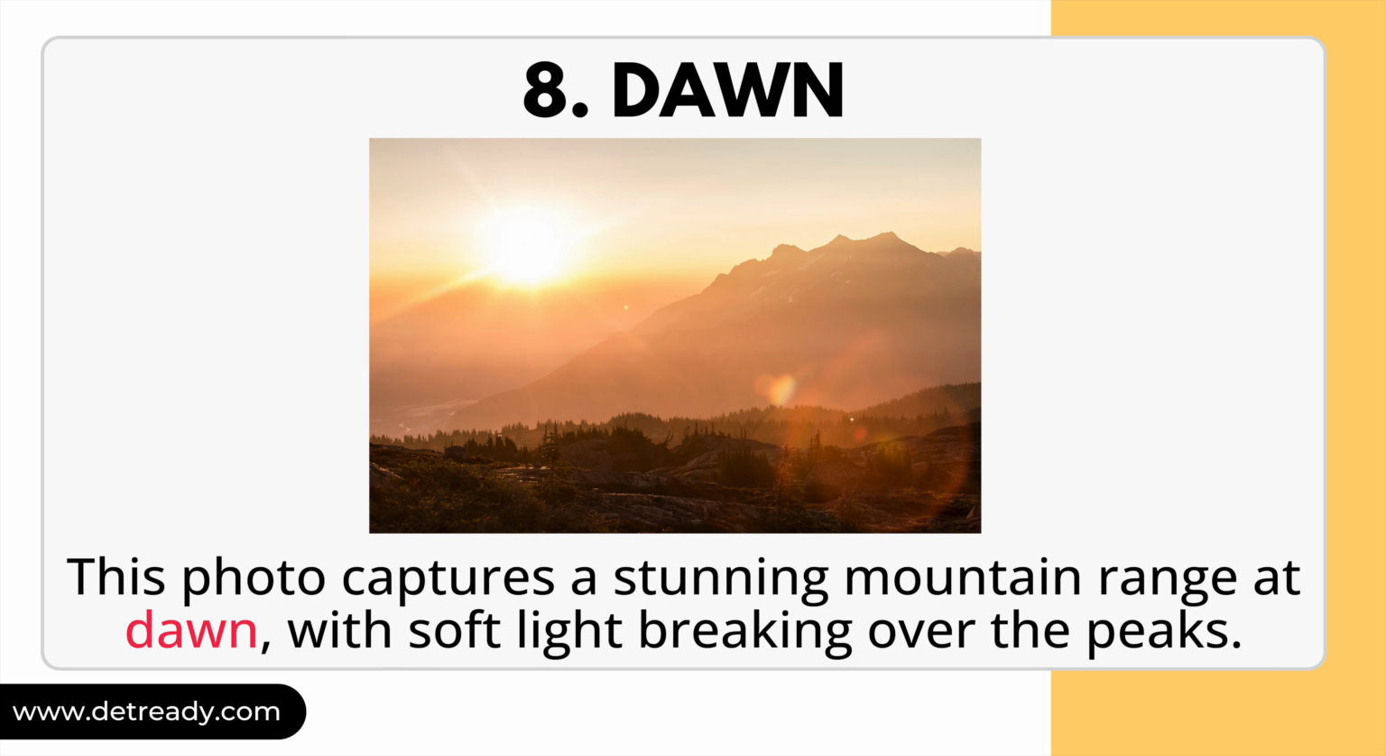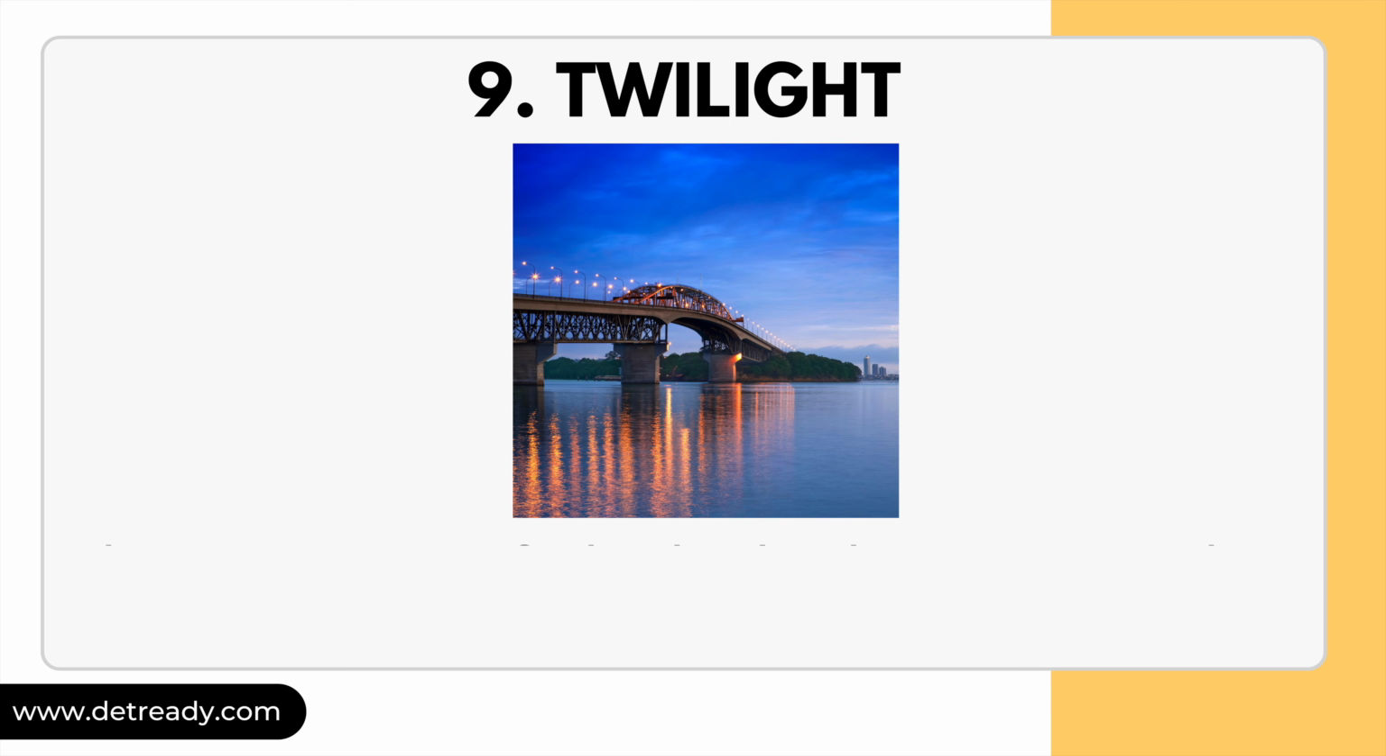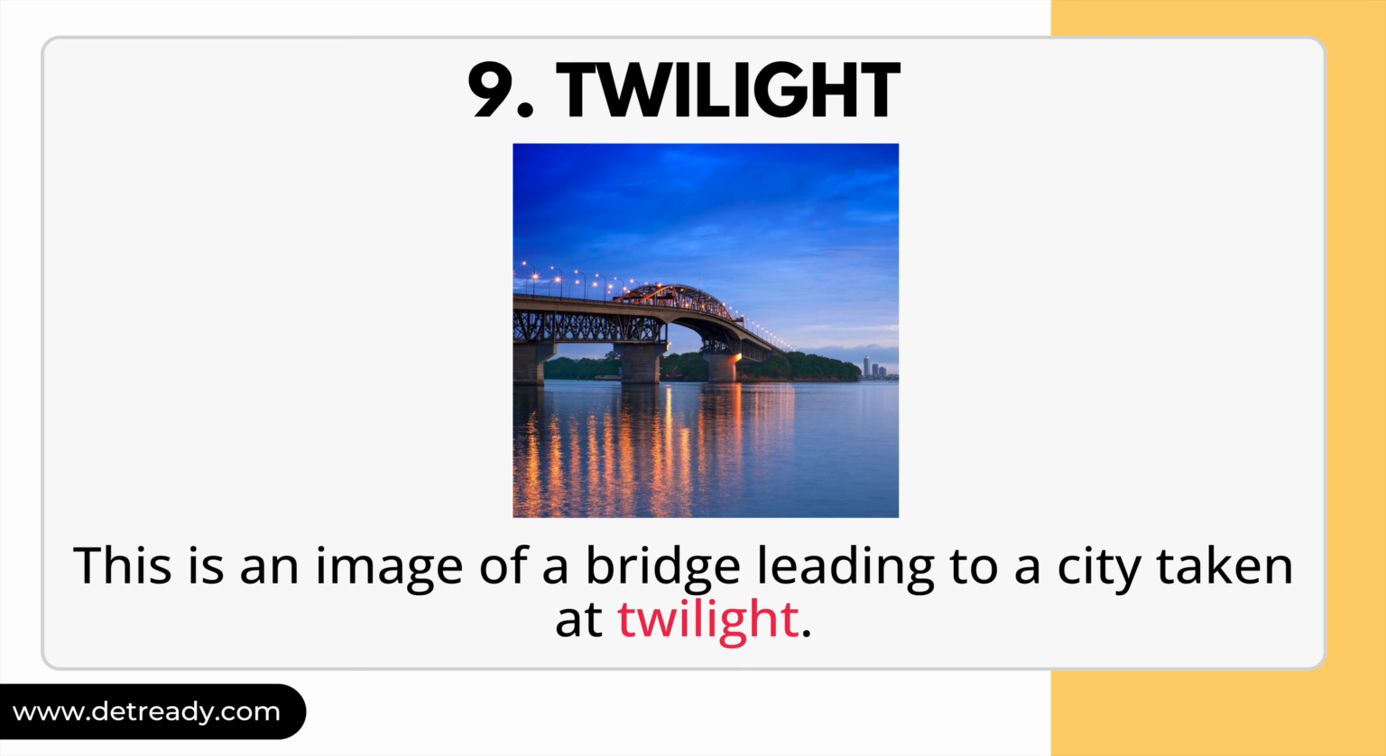So if your level of English is intermediate or above, you probably know dawn already. But how about this one? Twilight. This is the soft glow right after sunset. You can use this when describing an evening photo, when the sun has set but it's not completely dark just yet. Just like in this image here. This is an image of a bridge leading to a city taken at twilight.